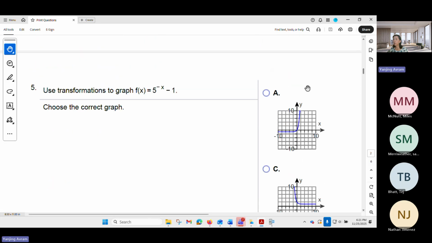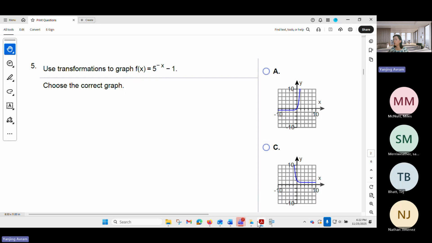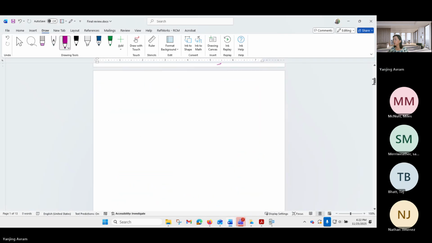Okay, so the second section here is we need to be able to graph the exponential equation, using transformation to graph this one right here. We know y equals 2 to the x. 2 is called the base. This is called an exponential equation. 2 is the base, and x is called the exponent.